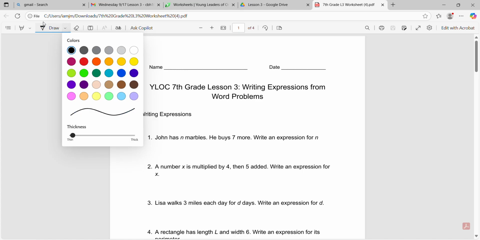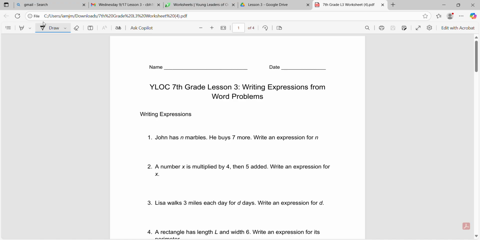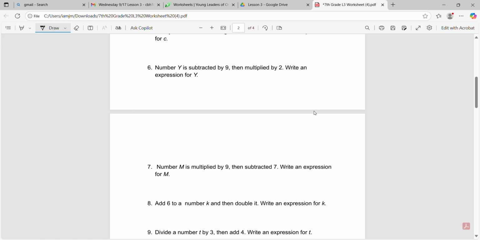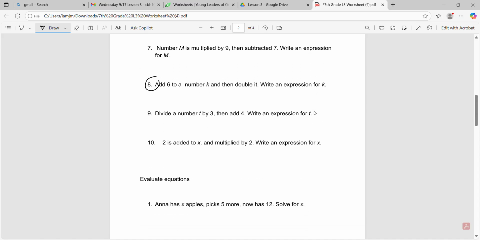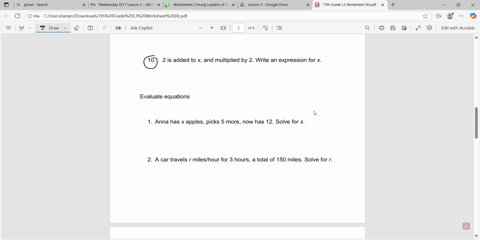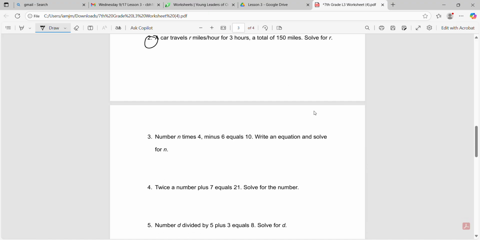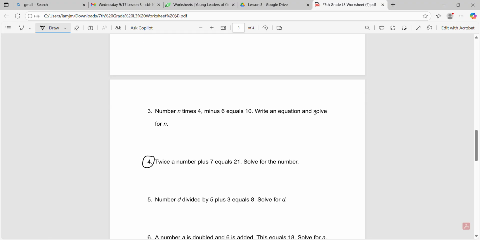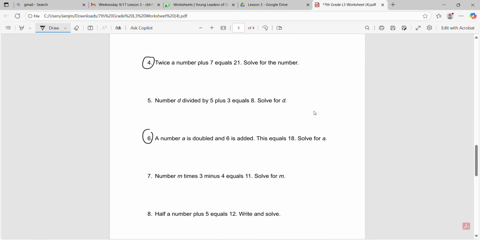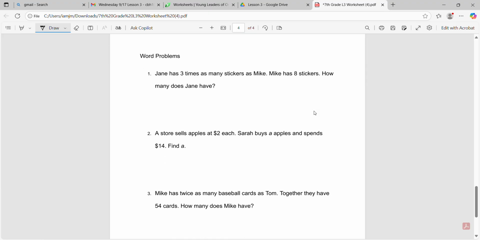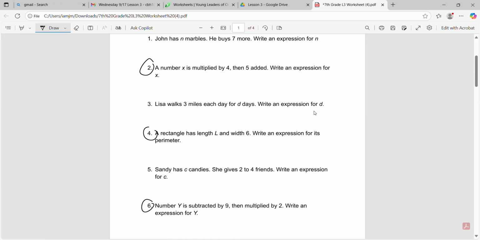So today, before we move on, I like to circle the questions that we will go through. For the first part of our worksheet, writing, we'll do all the even numbers: 2, 4, 6, 8, and 10. For our second part, evaluate equations, we'll do 2, 4, 6, 8. And for our word problems, we'll do number 2 and 3. Okay, so let's move on to our questions.